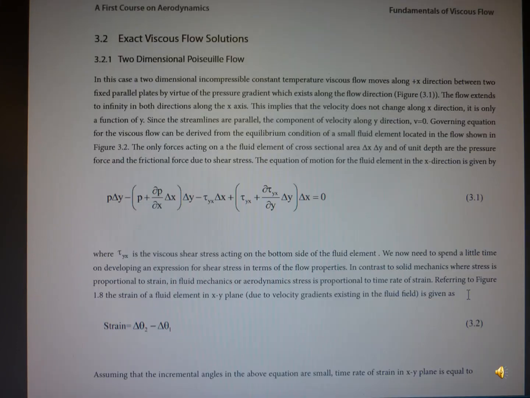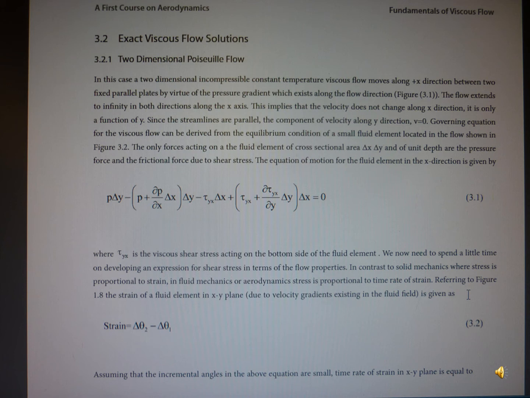Write down as a viscous flow equation. For the viscous flow, the two-dimensional Poiseuille flow equation has been utilized. So the equation is ρ ∂y minus ∂p plus ∂τ/∂x ∂h multiplied ∂y minus ∂τ_ys ∂h plus τ_ys plus ∂τ_ys/∂y multiplied ∂y multiplied ∂h equal to 0.